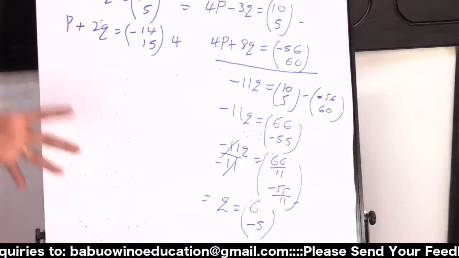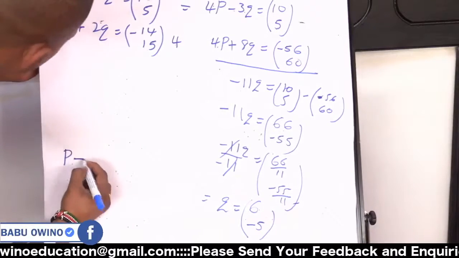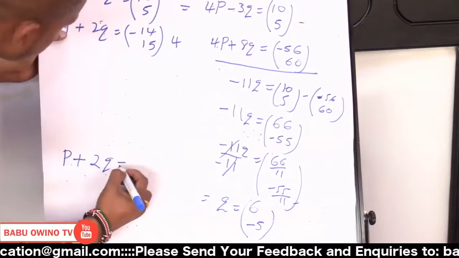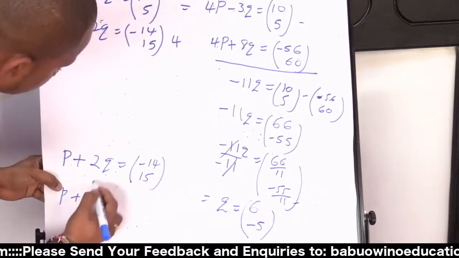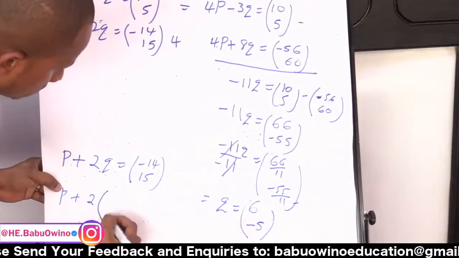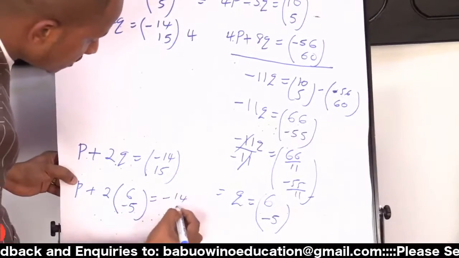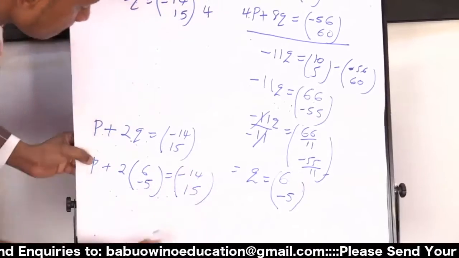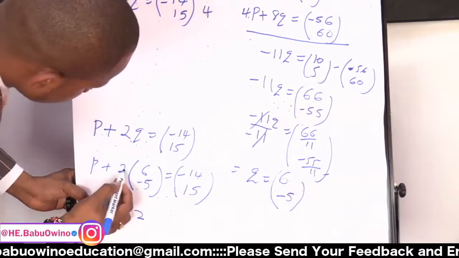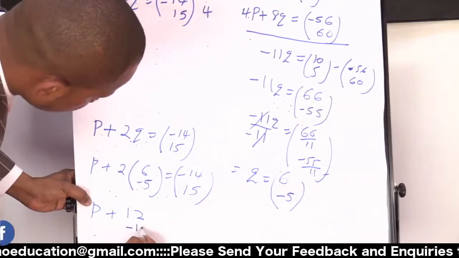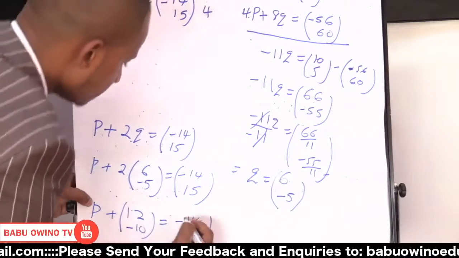So what is your value for P? Substitute here. P plus 2Q equals minus 14, 15. So P plus 2 times Q, 2 into 6, 5, equals minus 14, 15. Therefore, P plus, 2 times 6 is 12. 2 times 5 is 10. Equals minus 14 over 15.